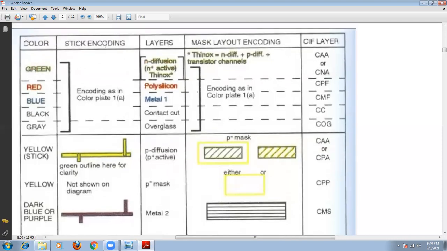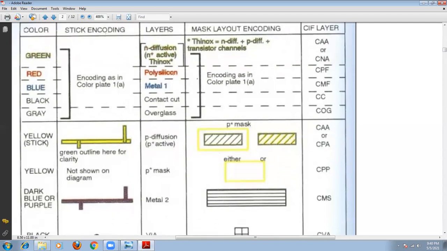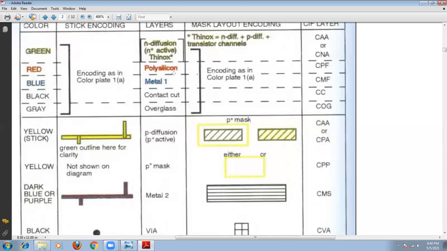Similarly, we have a red color. Red color is used for identification of the polysilicon. Remember, red color is used to identify the polysilicon.